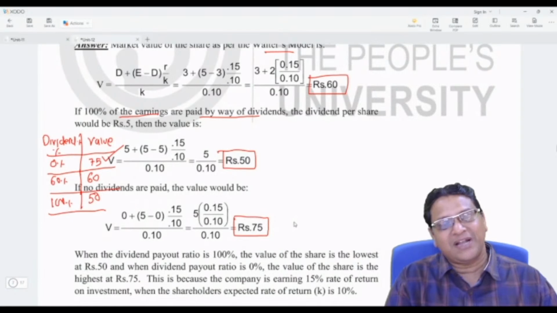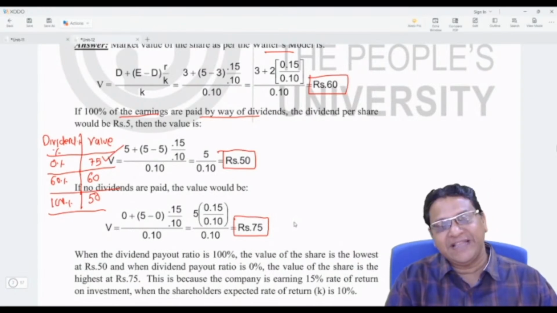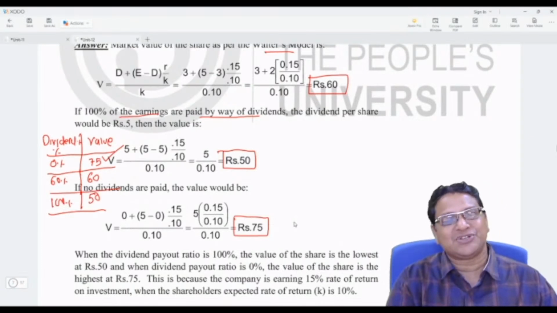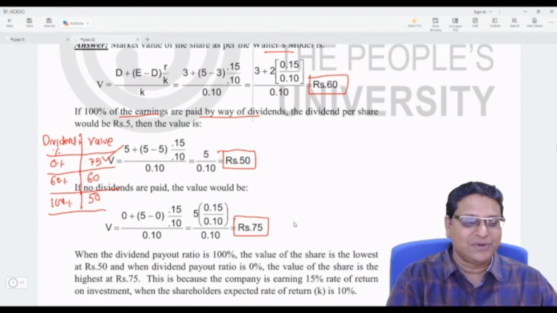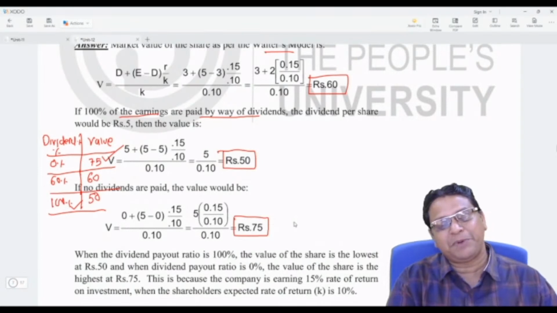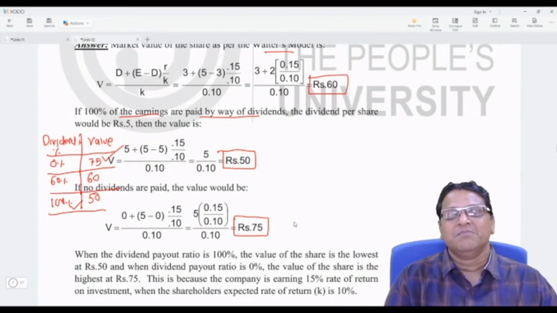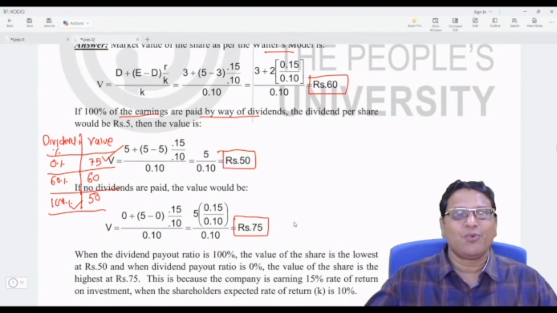That means as per Walter's model, in case of a growth firm, the company should not pay any dividend. Its market value will be highest if dividend payment ratio is 0, and its market value will be lowest if dividend payout is 100%. So in case of growth firm, the crux is the optimum payout ratio is 0%.